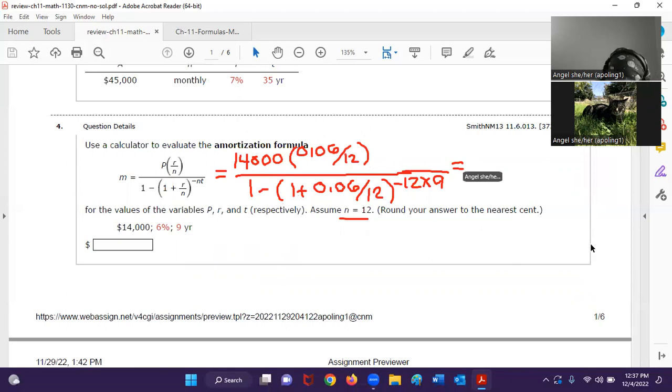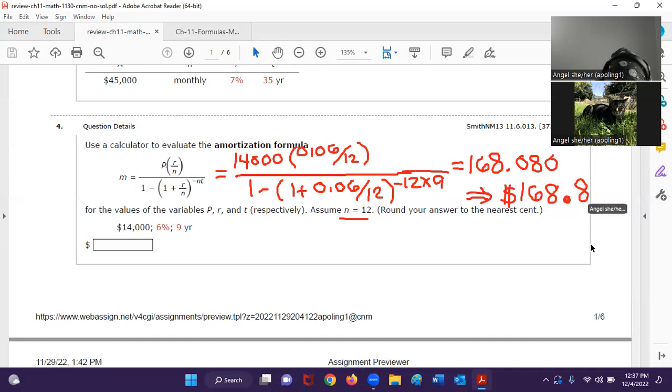And you stick that in your calculator, you get the value 168.0808. And then you know that you have a monthly payment of $168.08. So we just use the formula that they gave us, found the value that they asked for, and voila. Okay.